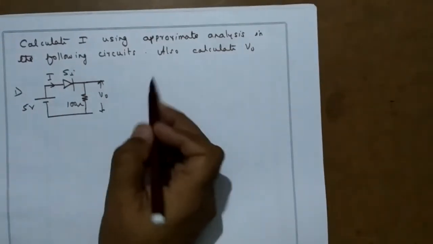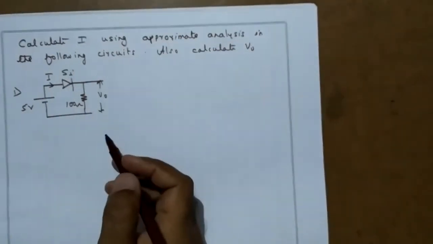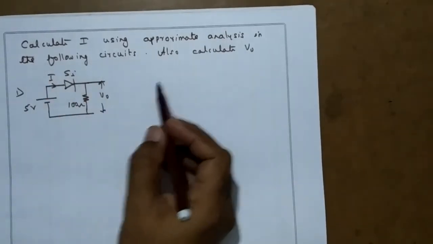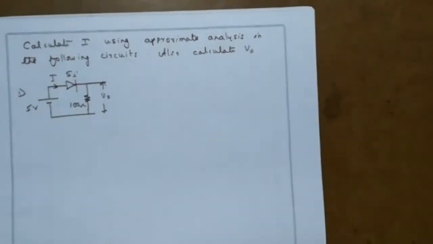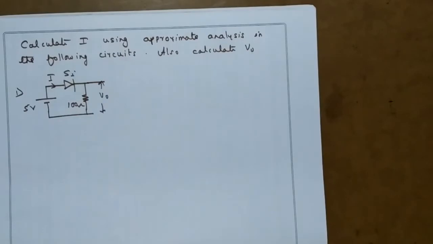Now we will solve some problems based on simple diode circuits. Calculate I using approximate analysis in the following circuits. Also calculate V0. Now what do you mean by approximate analysis?